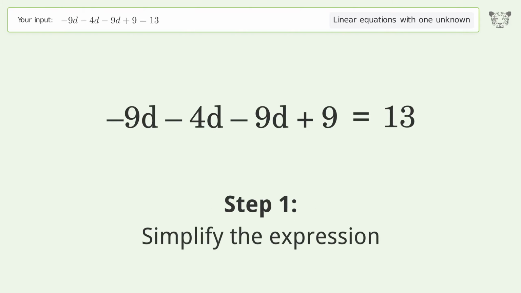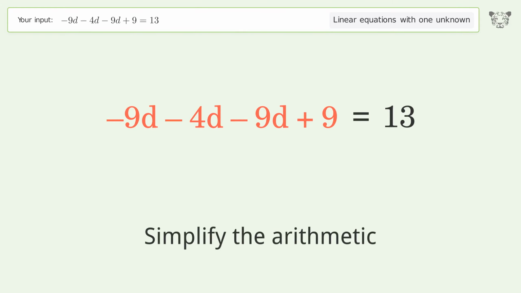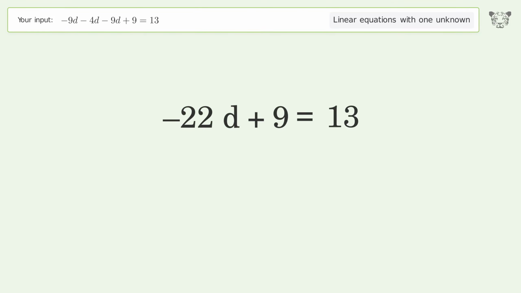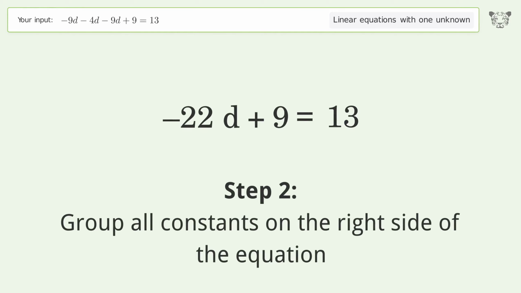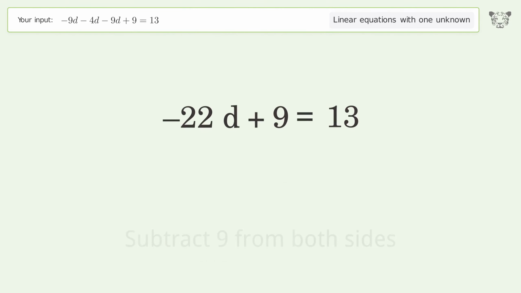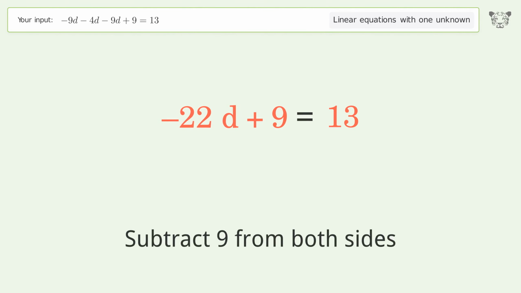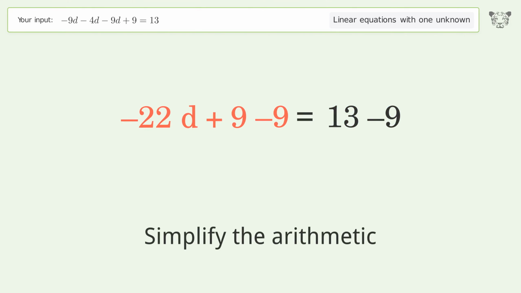Simplify the expression. Simplify the arithmetic. Group all constants on the right side of the equation. Subtract 9 from both sides. Simplify the arithmetic.